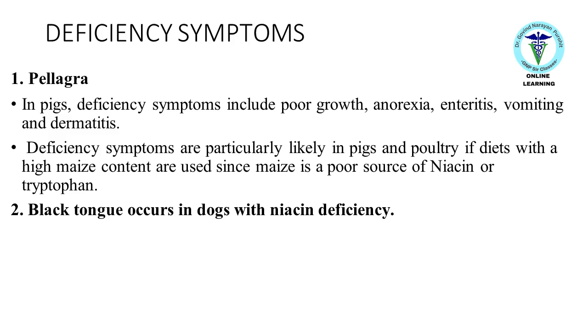Deficiency symptoms. Pellagra. In pigs, deficiency symptoms include poor growth, anorexia, enteritis, vomiting and dermatitis. Deficiency symptoms are particularly likely in pigs and poultry if diets with a high maize content are used, since maize is a poor source of niacin or tryptophan. Black tongue occurs in dogs with niacin deficiency.